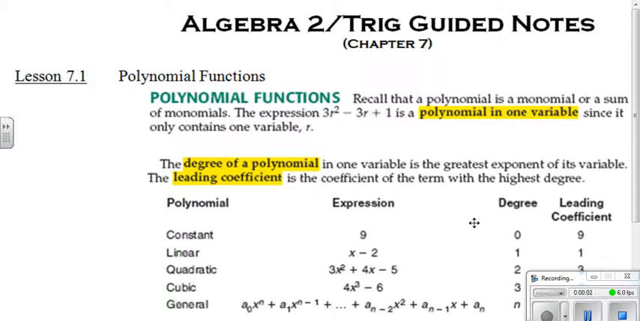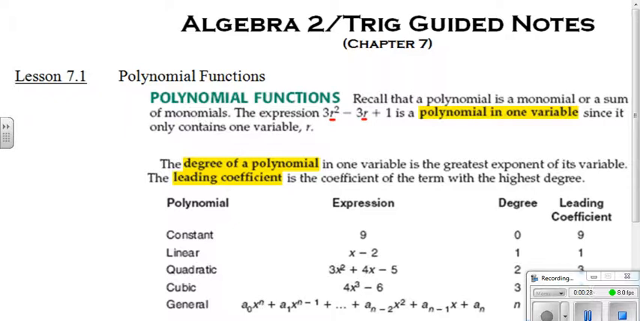Chapter 7 is going to be all about polynomial functions, and lesson 7.1 is going to be a good introduction to all of that. Polynomial functions. Recall that a polynomial is a monomial or a sum of monomials. The expression 3r squared minus 3r plus 1 is a polynomial in one variable because it specifically contains only one variable, that r. It only happens twice there.